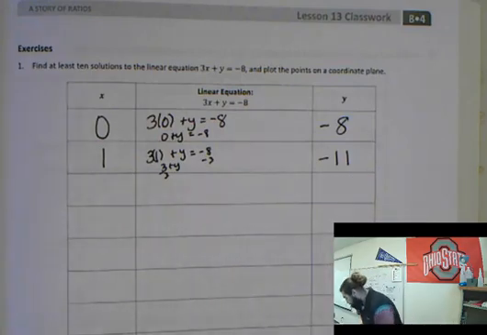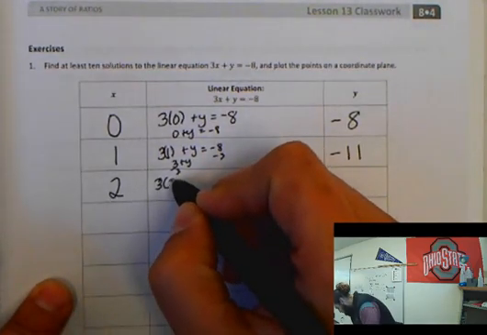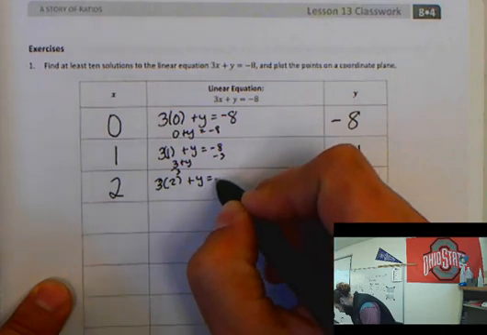We can keep going. We'll plug in 2. That gives us 3 times 2 plus y is equal to negative 8.